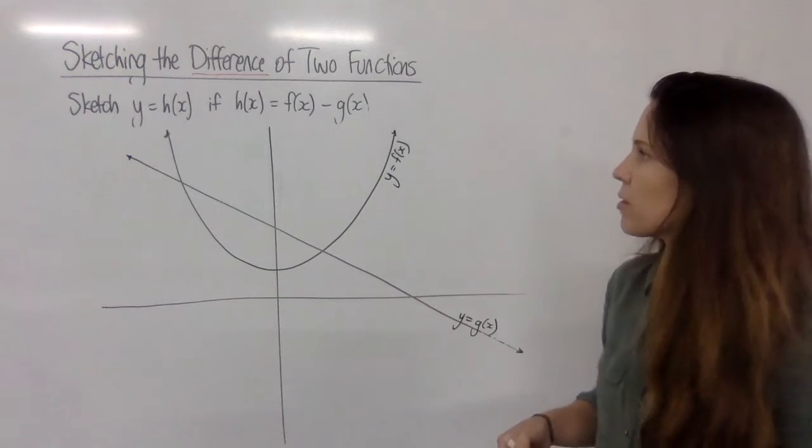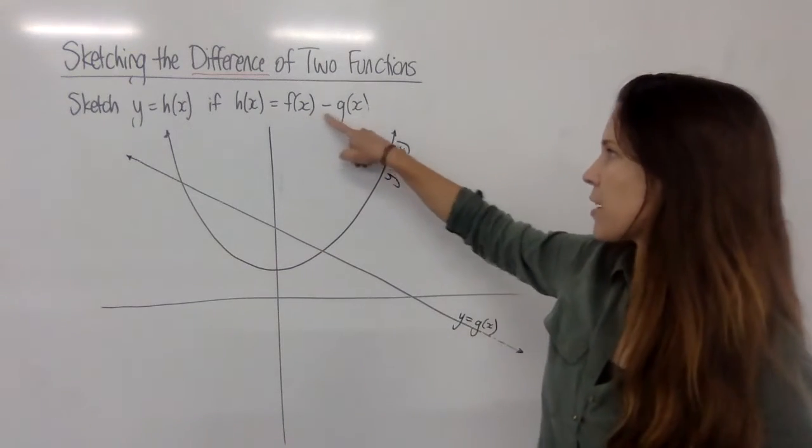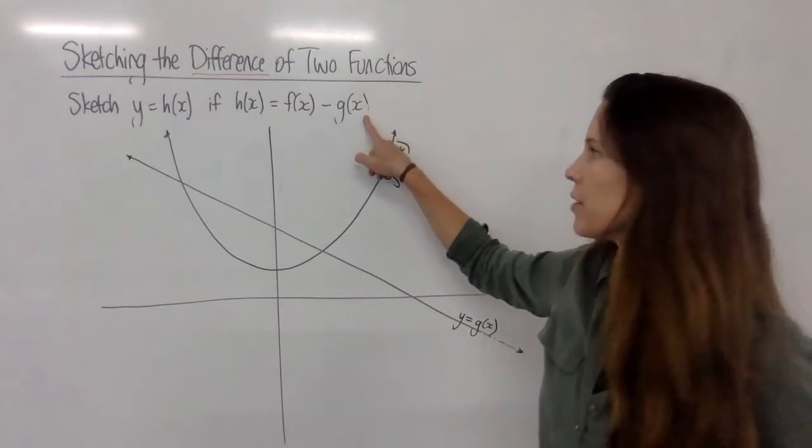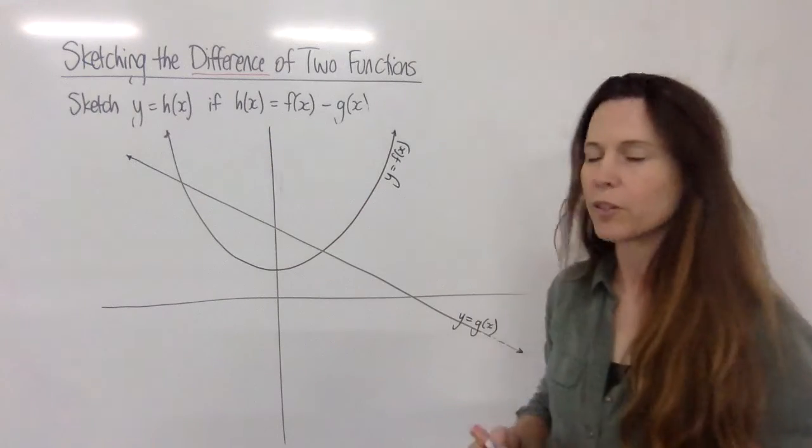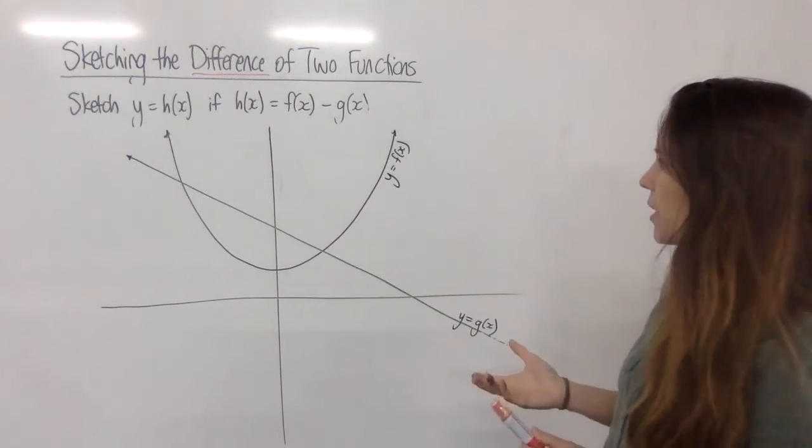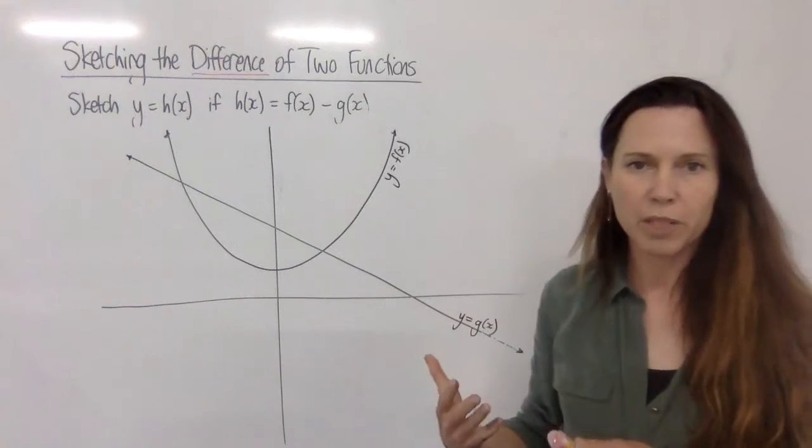Now let's have a go with some sketches where we don't actually know the equations of either of these functions. We need to do f of x minus g of x to come up with our new graph y equals h of x, which I'm going to do in red. So let's start with some key points here. We need to make sure we know what we're subtracting from what.